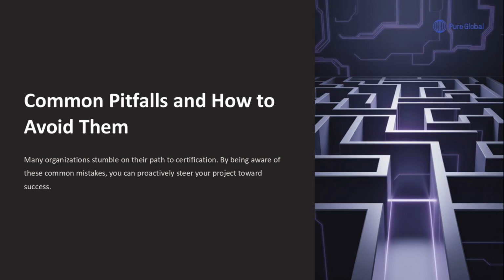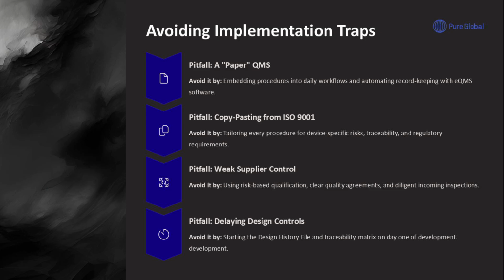Many organizations stumble on their path to ISO 13485 certification. By being aware of common pitfalls, you can proactively steer your project towards success, ensuring a smoother certification process. Avoid common implementation traps such as a paper QMS, copy-pasting from ISO 9001, weak supplier control, and delaying design controls. Tailor your processes to meet ISO 13485's specific requirements for a successful certification journey.